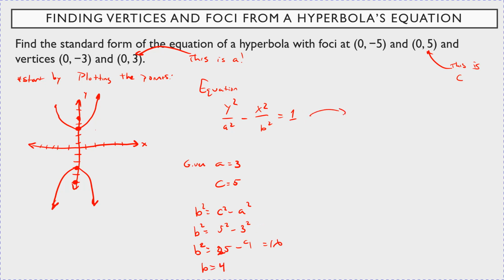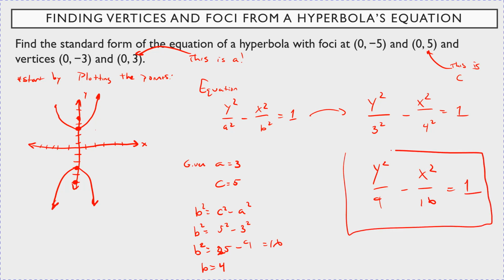So then you got it. Y squared over A squared, which is 3 squared, minus X squared over B squared, which is 4 squared, is equal to 1. Or just Y squared over 9 minus X squared over 16 is equal to 1. And we got it. So again, what really helped me here was this graph, just looking at this graph here.